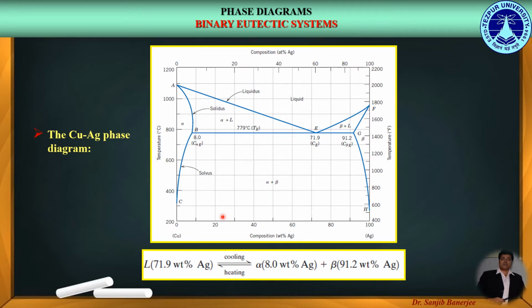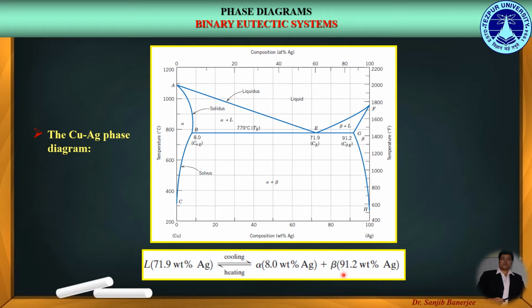So a liquid phase of eutectic composition, when cooled down at the eutectic temperature, gets converted into two solid phases of alpha and beta. This particular reaction is called the eutectic reaction.